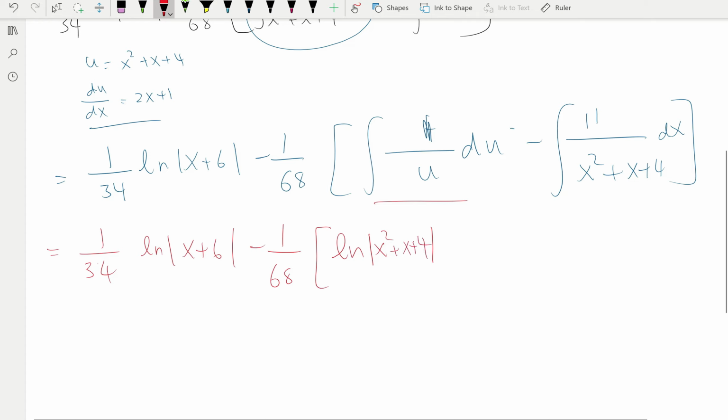Because u is x square plus x plus 4. Now we don't know whether x square plus x plus 4 is negative or positive for sure, so let's keep the absolute values. All right, does this make sense? Let's take a quick recap. What did we do here? We are done with the second part. What did we do here?